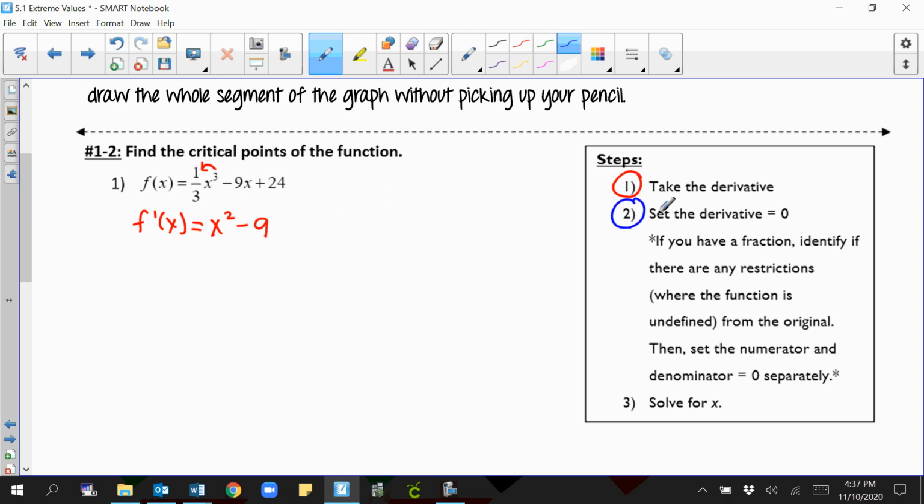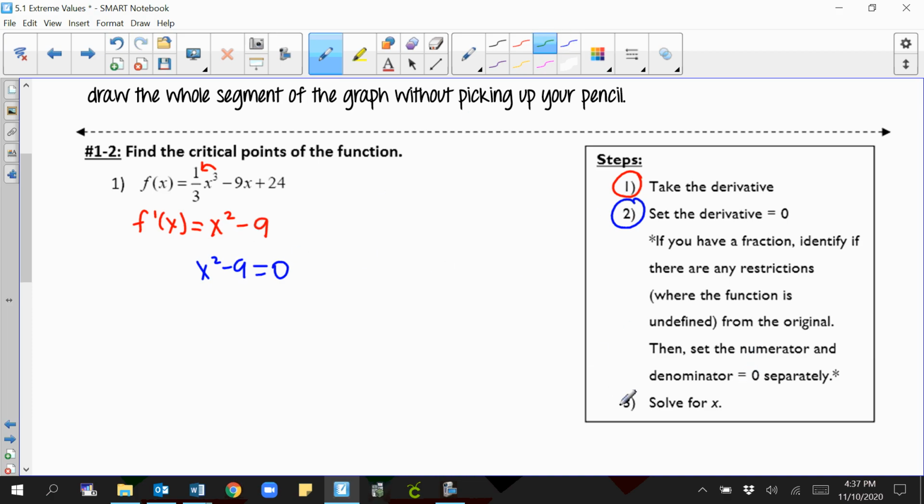The second step is to set the derivative equal to 0. So x squared minus 9 is equal to 0. And this is where you're going to need to identify if there are any restrictions, so where the function is undefined from the original. And if you do have a fraction for your derivative, you need to set the numerator and the denominator equal to 0 separately, because the numerator and the denominator are both going to give you critical points, because remember, it's whenever the slope equals 0 or when it's undefined. So the slope would equal 0 if the numerator equals 0, and it would be undefined when the denominator equals 0. So you do have to set them both equal to 0 separately. That doesn't apply for this problem.